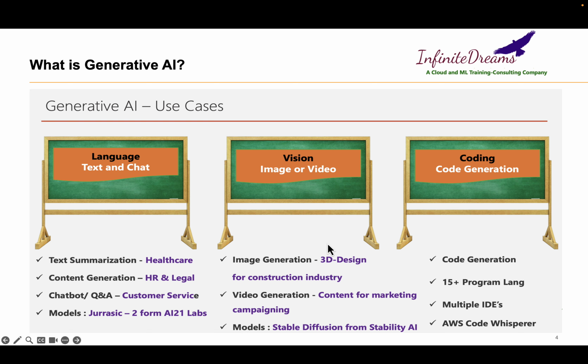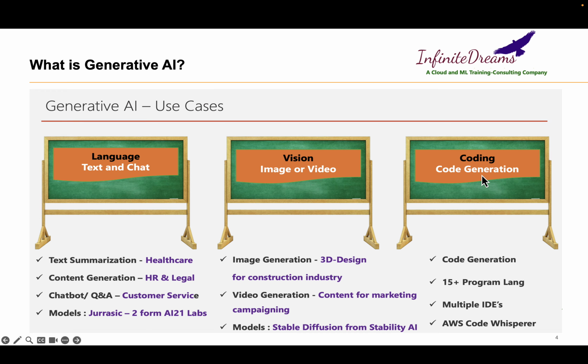Then the second pillar is, as I talked to you, where you can generate new images and new videos. You can use this in the construction industry to generate new images of new homes or 3D designs. You can also very well use it for video generation. Nowadays, if you see on YouTube, many of the YouTubers are generating new videos just with AI. The model which helps you in this is the Stable Diffusion model from Stability AI.